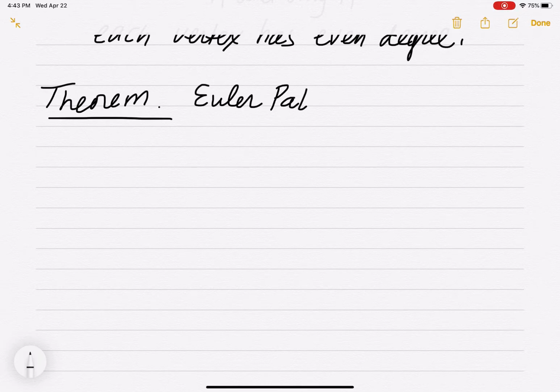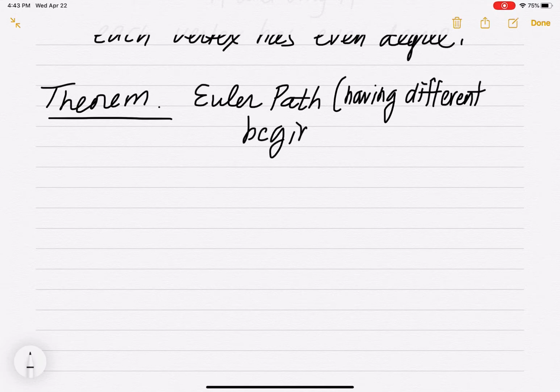Okay, here's another theorem. This one is about when do you have an Euler path that doesn't begin and end in the same place. So an Euler path that's not an Euler circuit, having different beginning and ending. What's the criteria for that exactly?